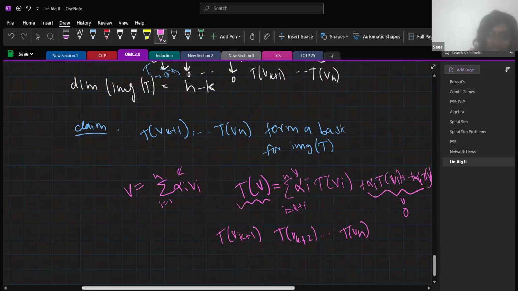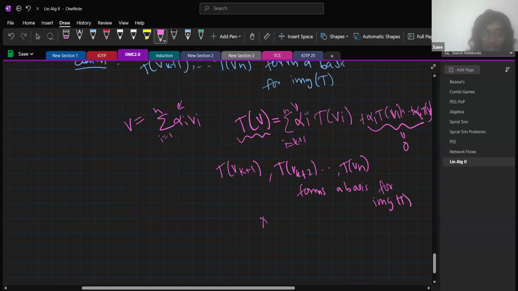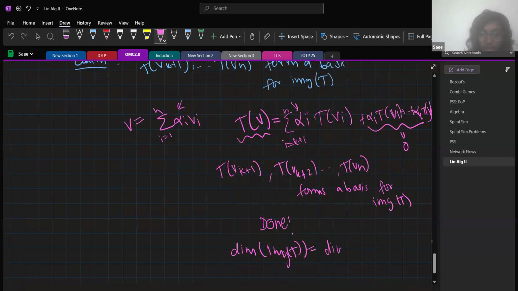So we have this. So this forms a basis for the image of T. And now we're done. Because now we get that the dimension of the image of T is equal to the dimension of V minus the dimension of the kernel of T.